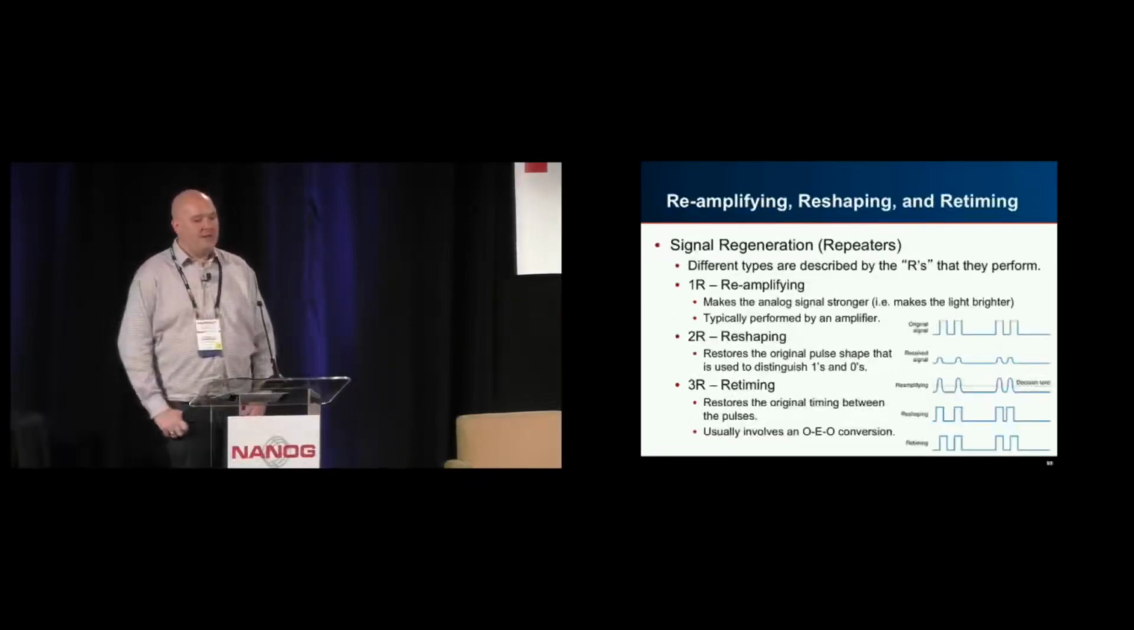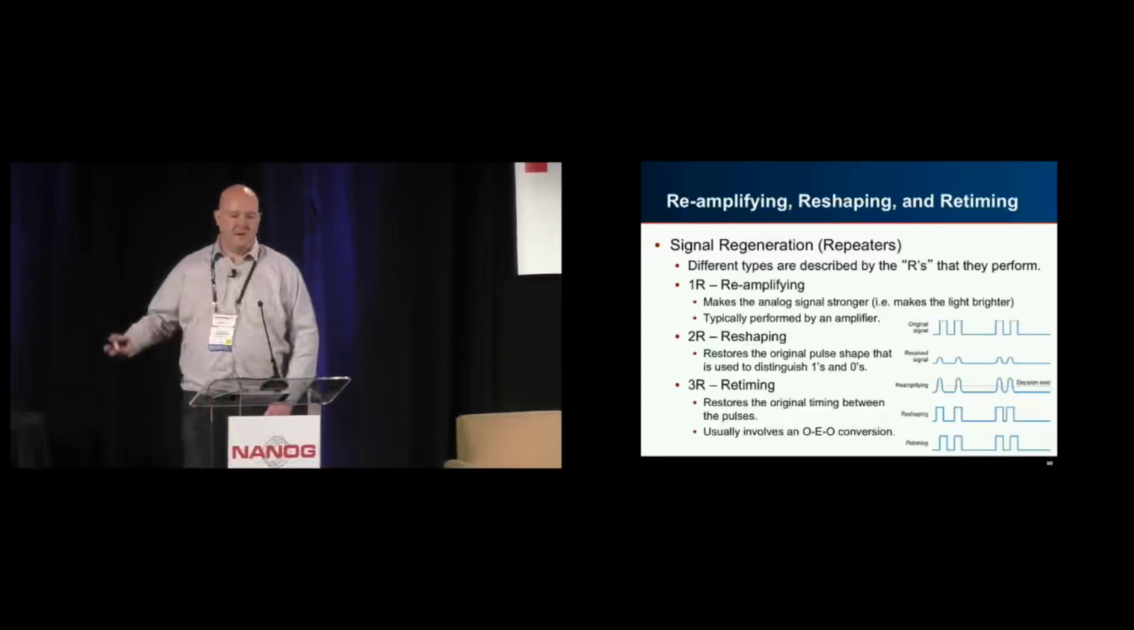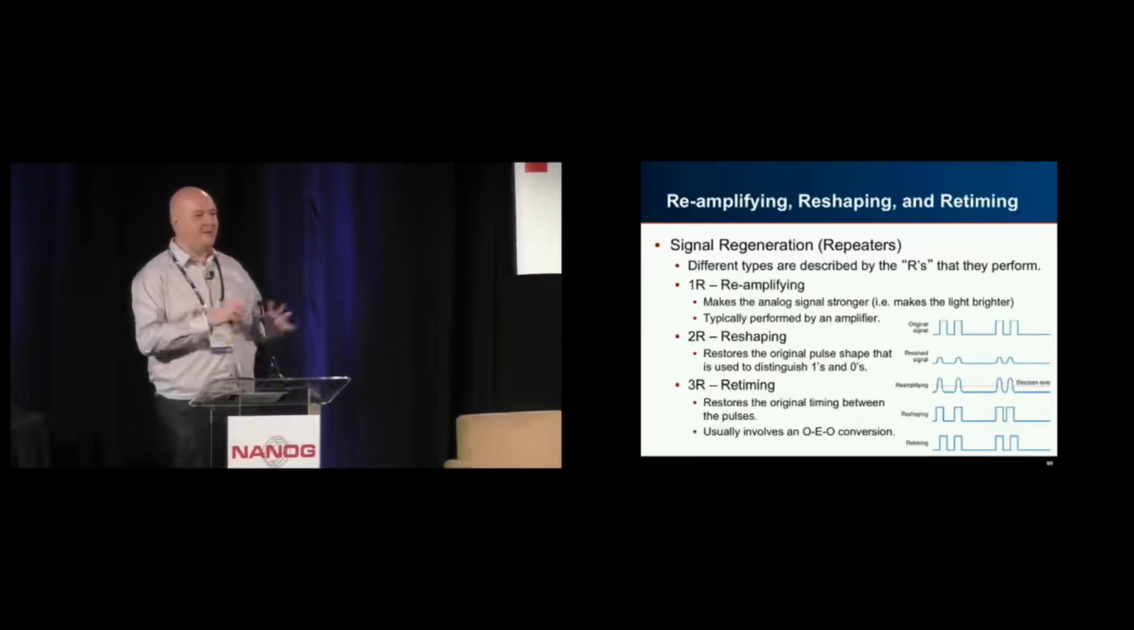Another concept that you'll see out there is what's called the 3 Rs. The 3 Rs are reamplifying, reshaping, and retiming. You move from doing one to doing both to doing all three. In reamplifying, all you're doing is making the signal brighter. You're completely unaware of what the signal was, or spacing, or brightness, or anything. You're creating another photon, right? You're making the signal brighter.